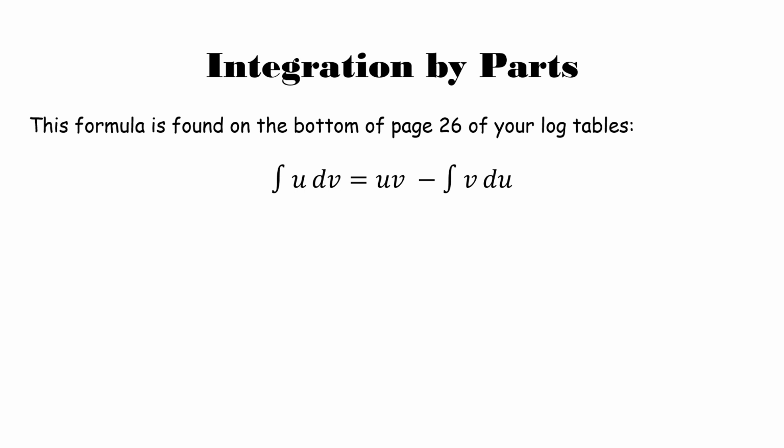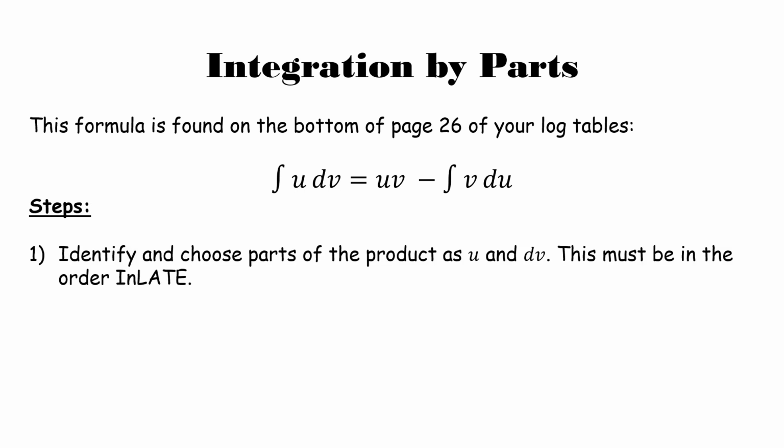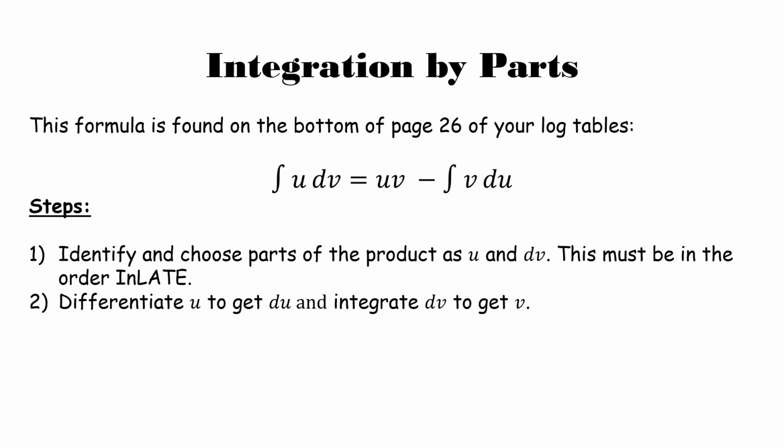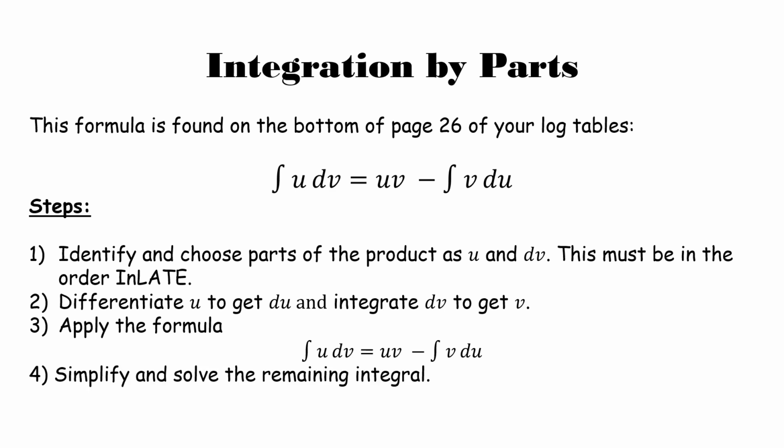So the formula, like I said, is found on page 26, and the steps are: identify and choose the parts of the product as u and dv. So this must be in a very specific order, and we can call this order INLATE. You can pronounce that in late, in latte, whatever way you want to pronounce it, as long as you remember it. I'm going to go through it in a little bit more detail in the next slide. We're going to differentiate u to get du and integrate dv to get v. We're going to apply the formula, and then we're going to simplify and solve the remaining integral. We may run into questions where we have to do integration by parts twice in order to get an answer out.